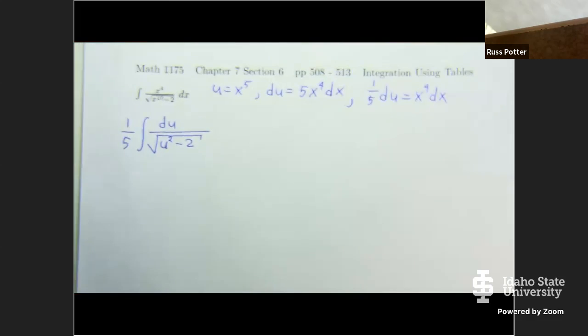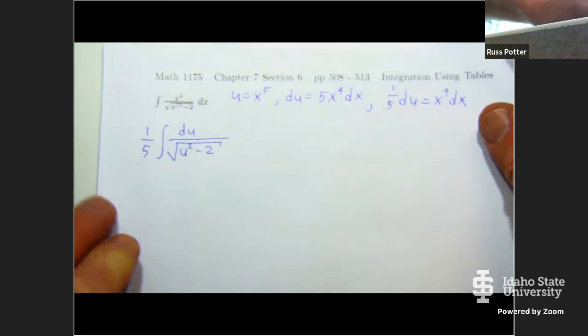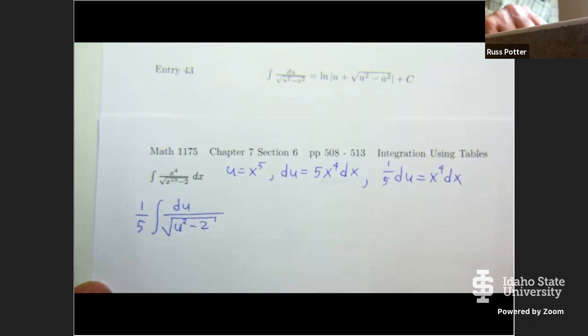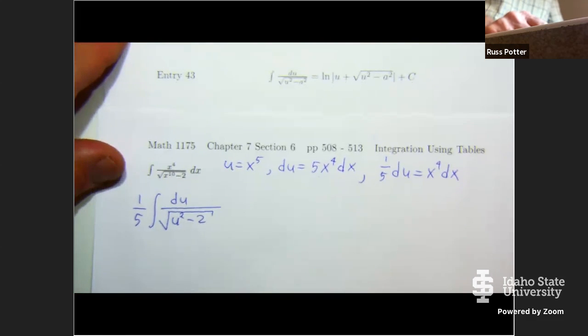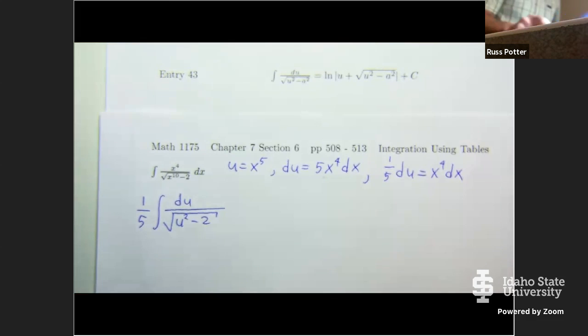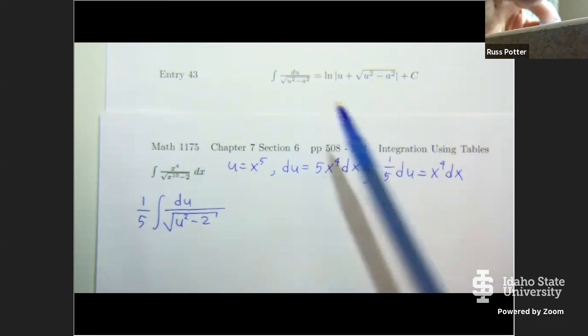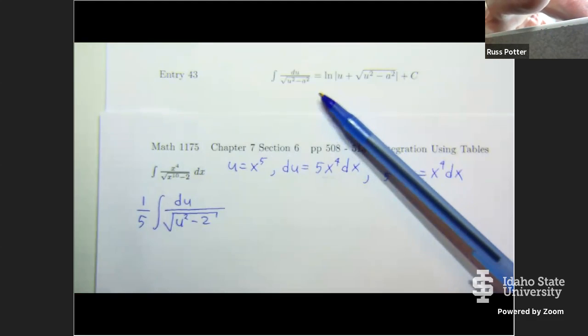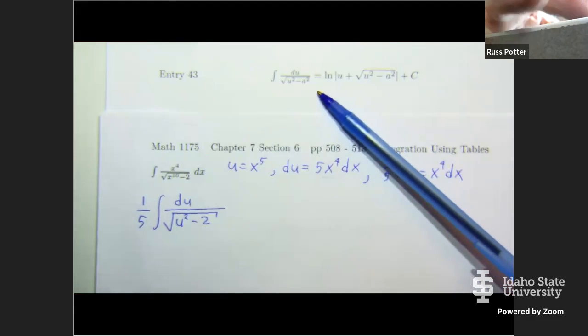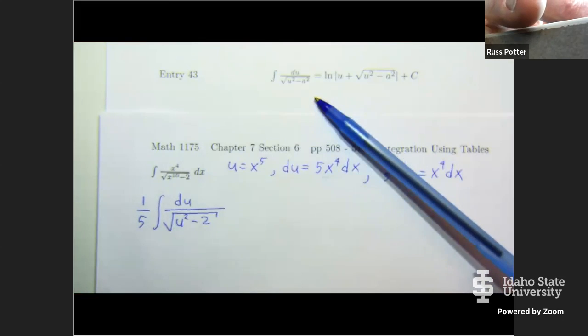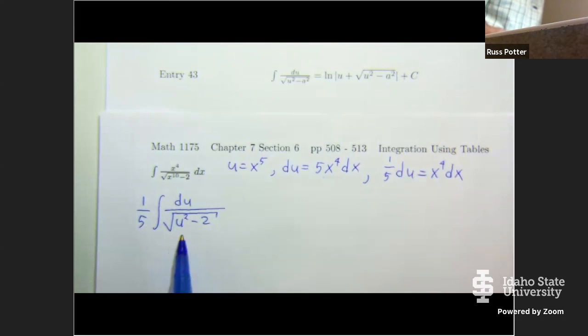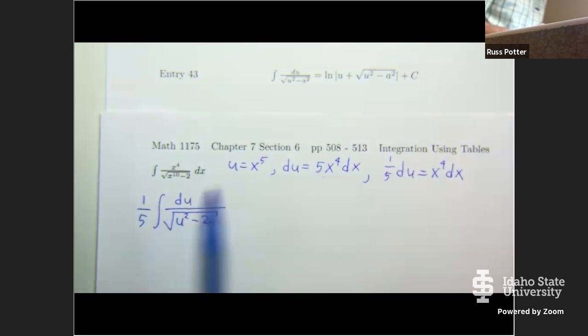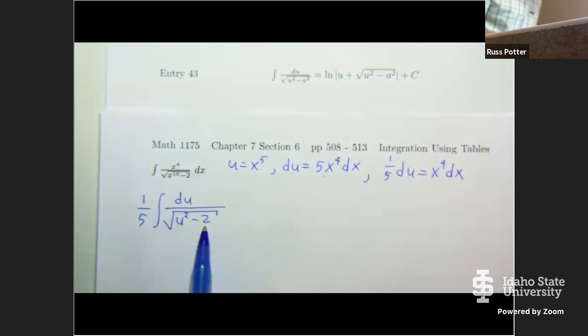I'll slide it in this way. So the entry 43 is the one that we want. This entry is the indefinite integral of du over the square root of u squared minus a squared. So that's a match for this indefinite integral. And the value of a is the square root of 2. This is our u squared minus a squared.